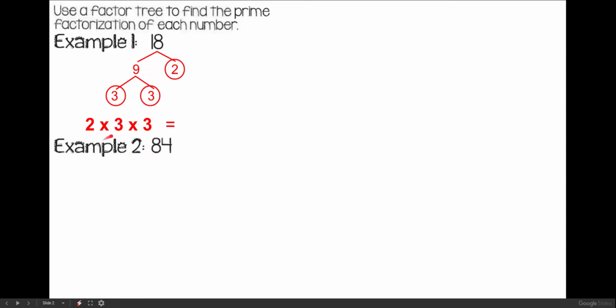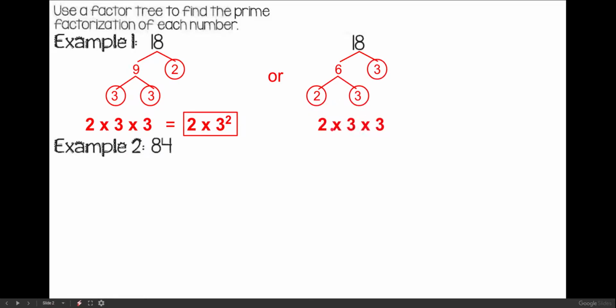And if you know about exponents, 3 times 3, if I have two 3's, I can simplify the way I write that. 2 times 3 to the second power, because I have two 3's, or 2 times 3 squared, if you want to call it that. Now, what if you did it a little bit differently? What if you decided 18 is 6 and 3, because 6 times 3 equals 18. Would you get the wrong answer? No, you'd still end up with the right answer, because you can break down 6 with 2 and 3 as well. And so you end up with 2 and 3 and 3, which gets you the same exact answer.